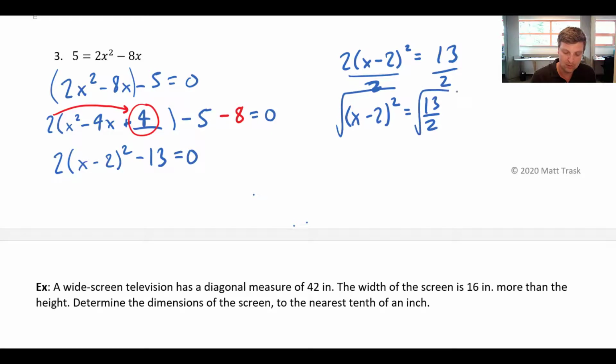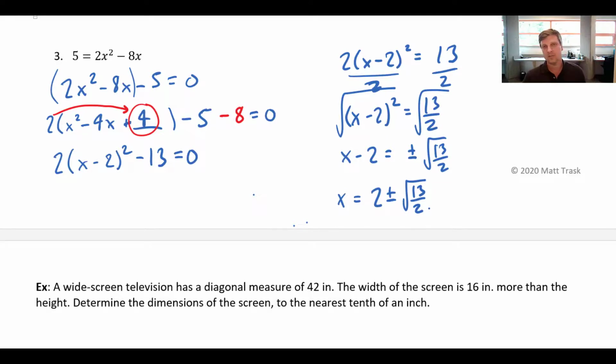Take the square root of everything. x minus 2 is equal to plus or minus the square root of 13 over 2. And I know this is looking ugly, but we're finally there. I move the 2 to the other side, and I get x is equal to 2 plus or minus the square root of 13 over 2. And again, that's the simplest way to leave that answer. I could write it as 2 plus root 13 over 2 and 2 minus root 13 over 2, but that's just more work, so I'm going to leave it there.